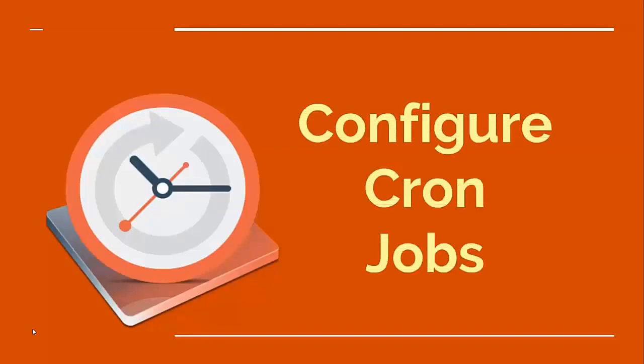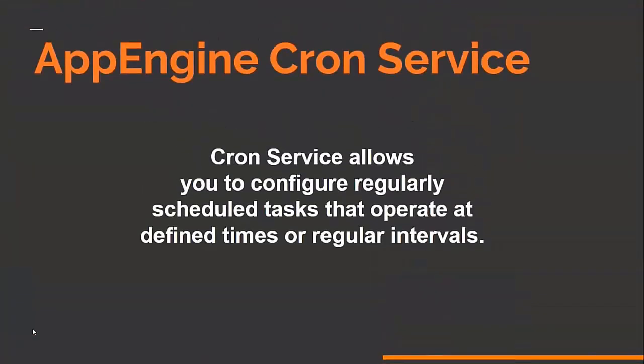Now here we are going to talk about scheduling tasks with Cron for Java. As we know, the App Engine Cron service allows you to configure regularly scheduled tasks that operate at defined times or regular intervals. These tasks are commonly known as cron jobs, and they are automatically triggered by the App Engine Cron service. For instance, you might use a cron job to send out email reports on a daily basis, to update some cache data every 10 minutes, or to refresh summary information once an hour.